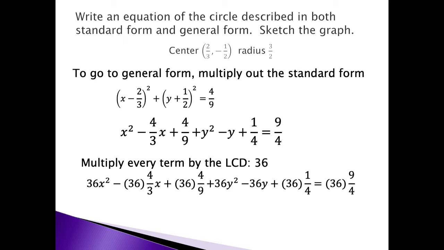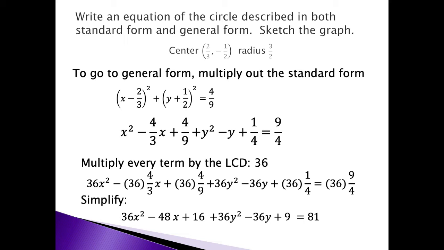So I have 36x squared, then 36 times 4/3 x, plus 36 times 4/9, plus 36y squared, plus 36y, plus 36 times 1/4, equals 36 times 9/4. Simplify. 36x squared minus 48x plus 16 plus 36y squared plus 36y plus 9 equals 81.